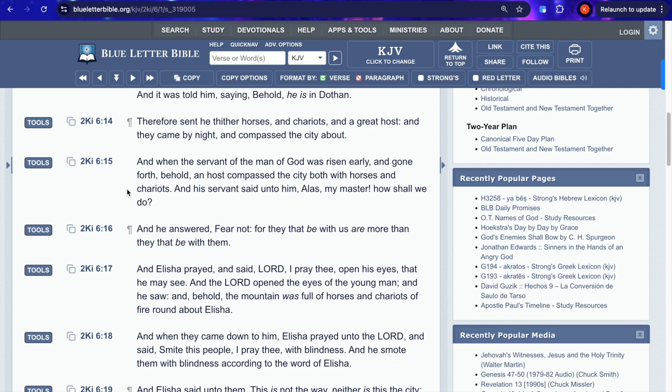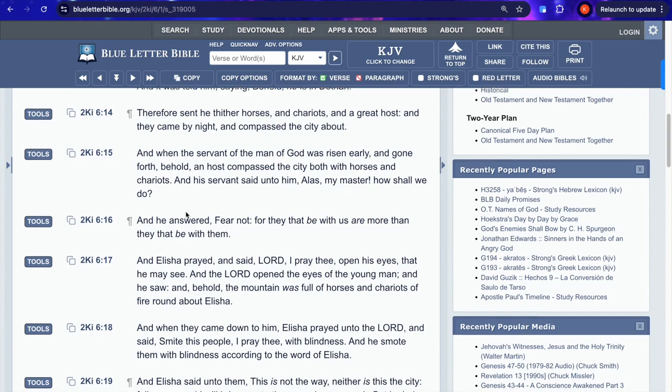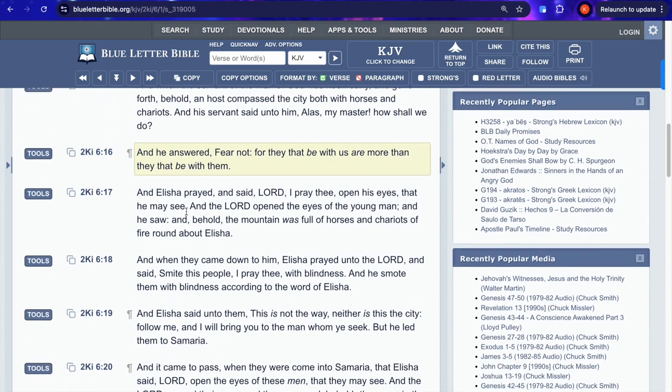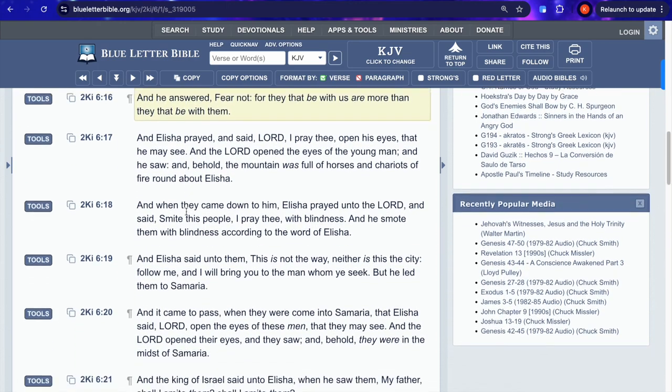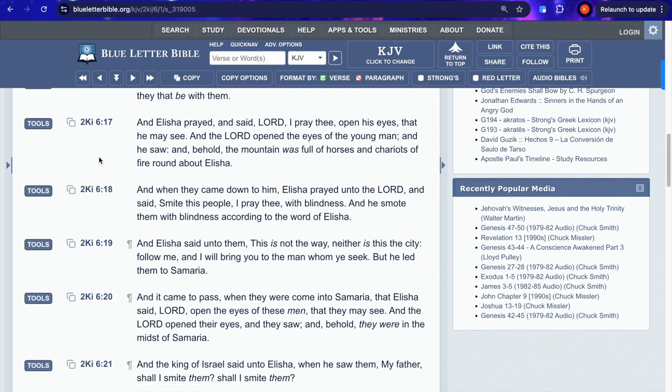And he answered, Fear not, for they that be with us are more than they that be with them. And that probably went over his servant's head the first time around, considering Elisha was talking about the heavenly host. And Elisha prayed and said, Lord, I pray thee, open his eyes, that he may see. And the Lord opened the eyes of the young man, and he saw. And behold, the mountain was full of horses and chariots of fire round about Elisha.